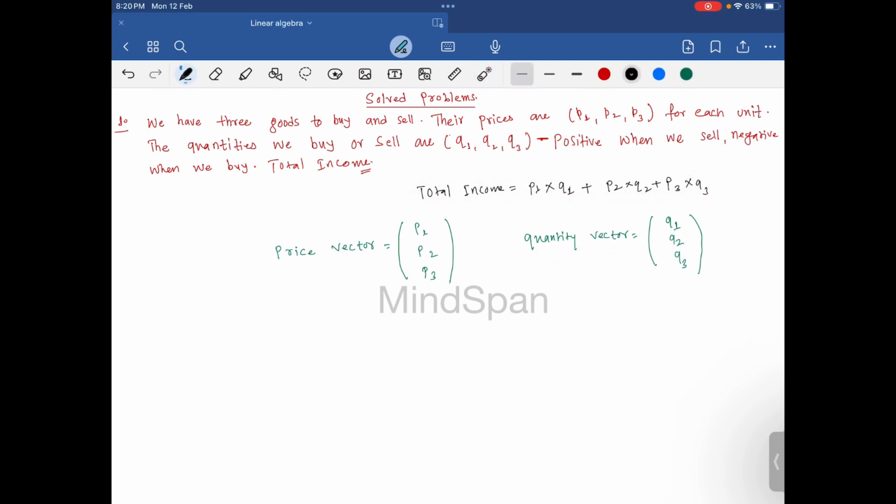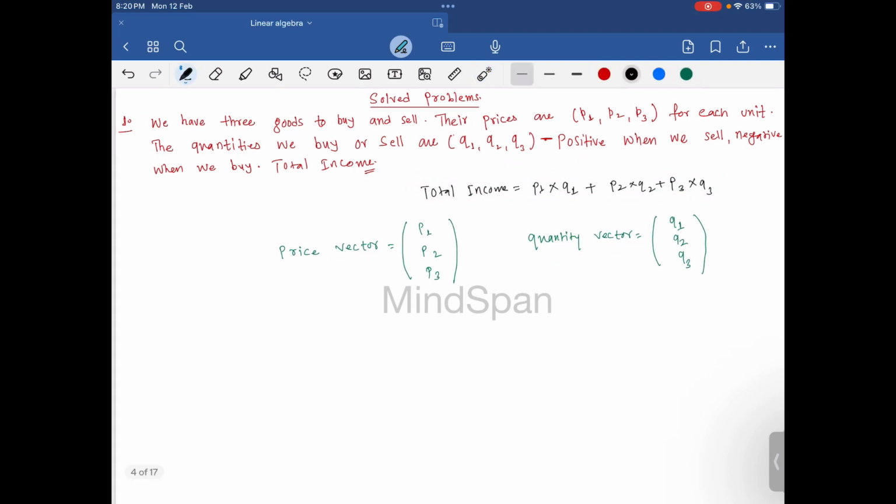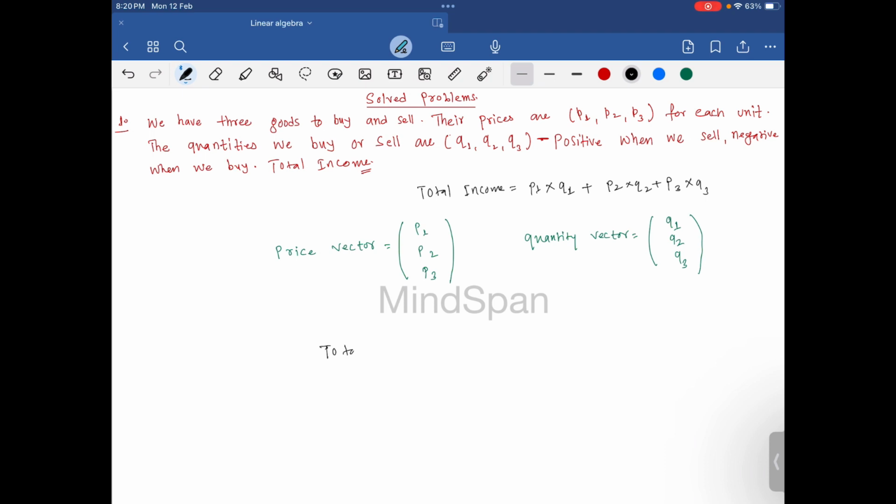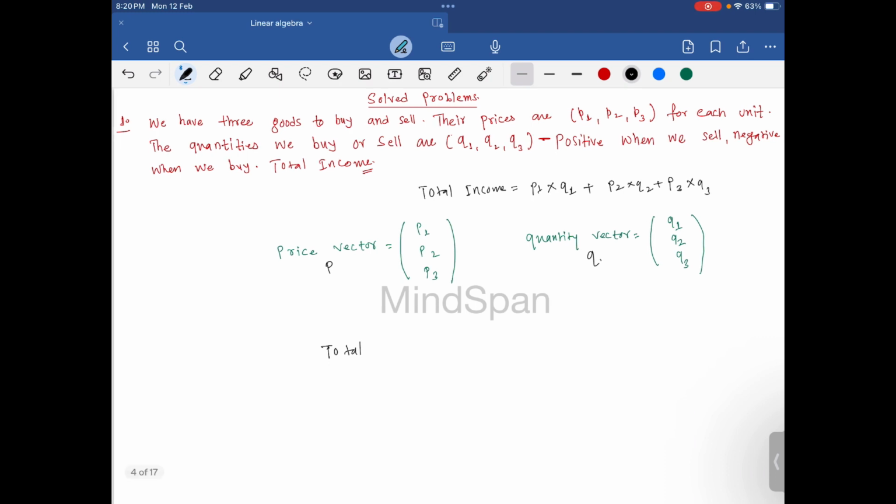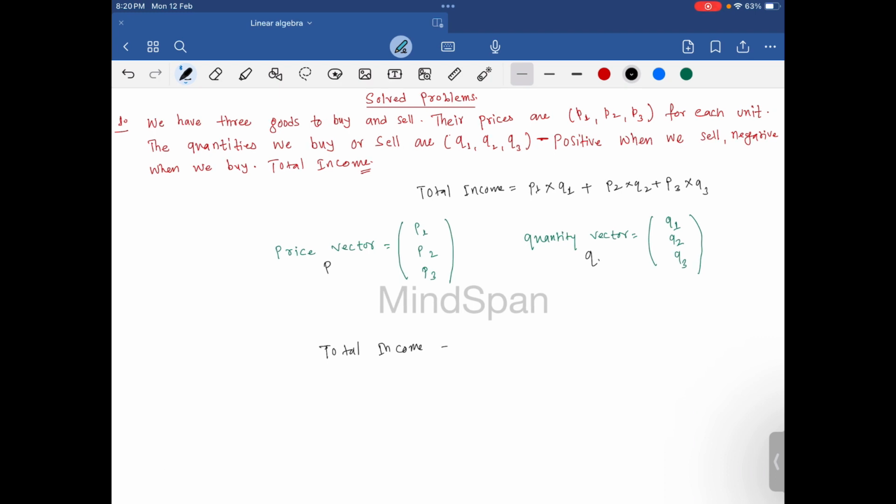So if we have to look at this problem in terms of vectors, let's call this P and this Q. So the total income would be P dot Q, right? And you can simply do the vector multiplication, and that will give you this. So how can you do the vector multiplication? This, and at the end you are going to add all those, right?